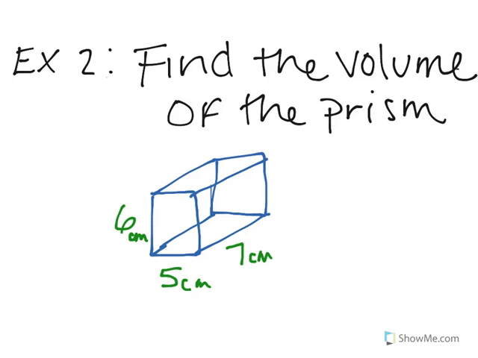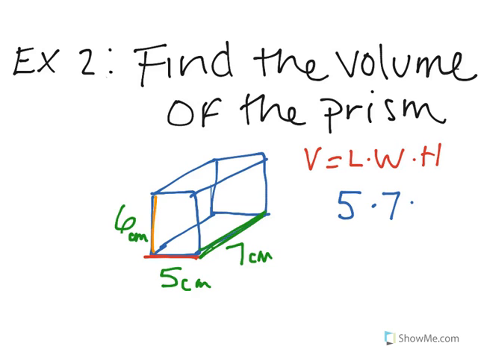So let's try another one. Example 2, find the volume of this next prism. We know the volume equals length times width times height. Let's plug in our numbers. My length is how long something is, so this is my length. 5 is my length. My width is how wide something is, so here's my width. My width is 7. And my height is how tall something is, so my height is 6.